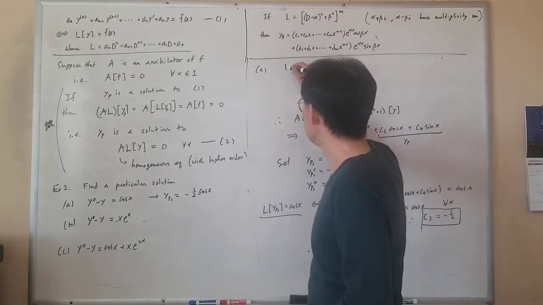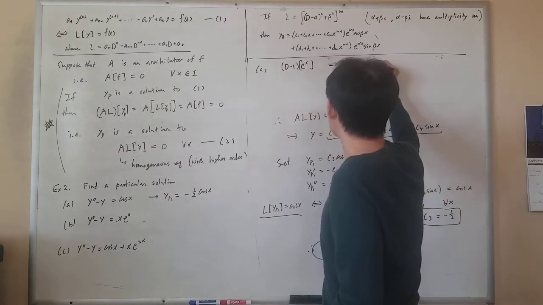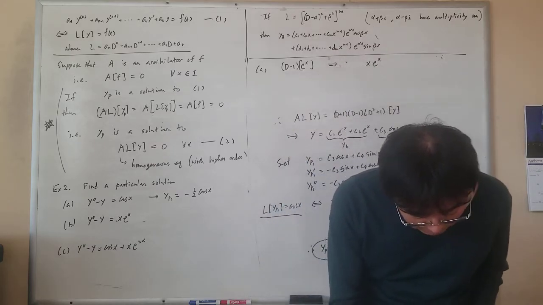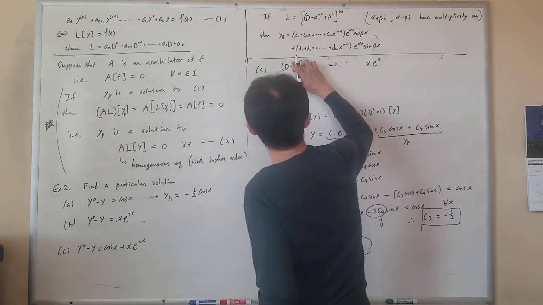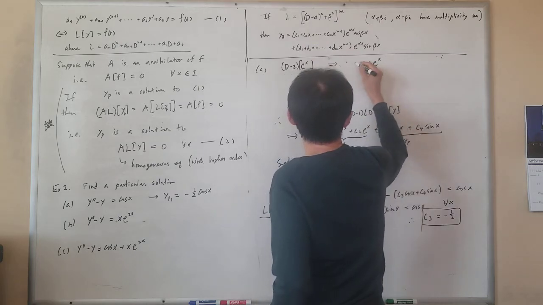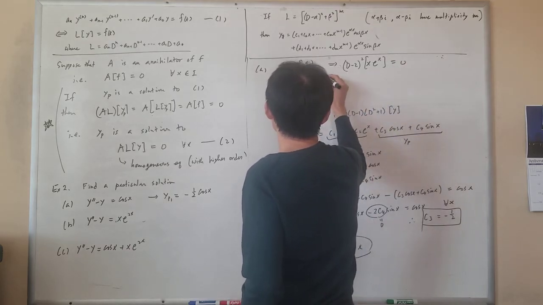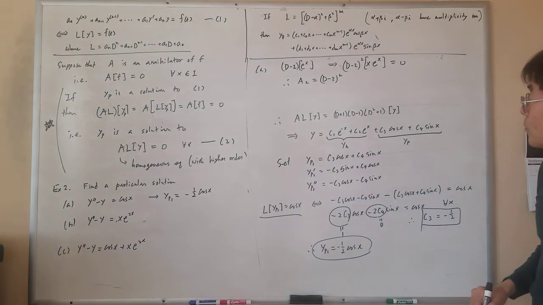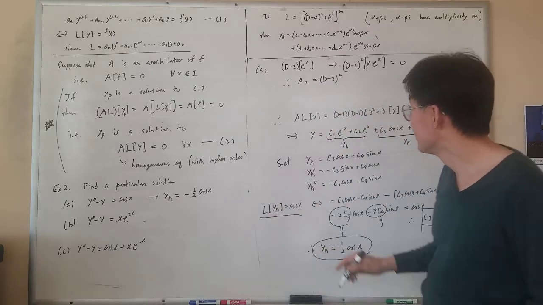So we know that d minus 1 kills e to the x. Therefore, in order to kill this one, is it 2x or just x? It was 2x, I'm sorry. 2x, then d minus 2. Then d minus 2 squared will kill this. So our annihilator will be d minus 2 squared.